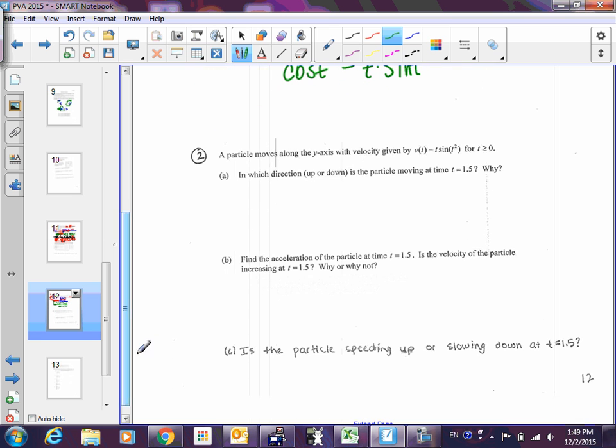Okay, here's number 2. Very similar situation. Particle moving along the y-axis, a velocity, we have some more trig. So let's try to do this first, see how much we can do without the calculator. In which direction, up or down, is the particle moving at time t equals 1.5? So they're actually telling us the time. We're not finding the time, they're telling us the time. And that is velocity. So all we've got to do is plug in 1.5 for t.